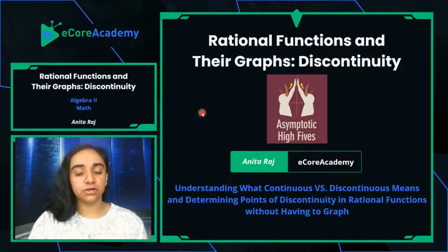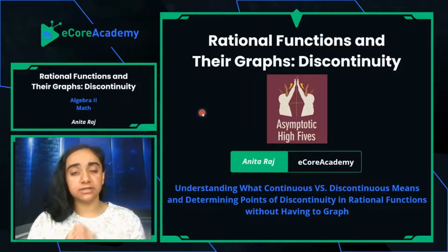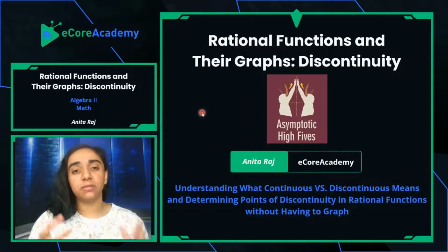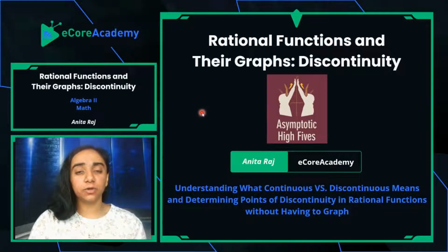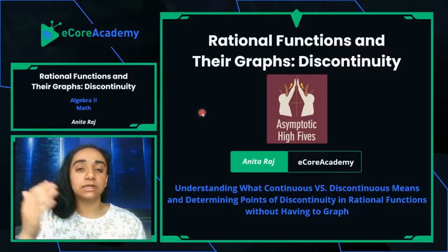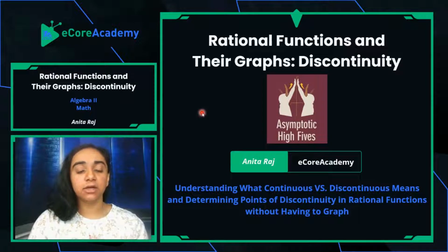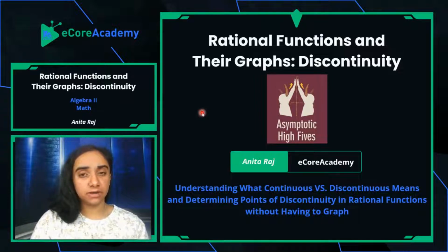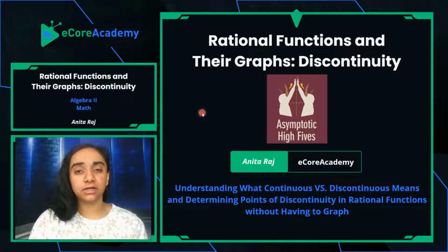So today what we're going to focus on is understanding what the words continuous and discontinuous mean. We're going to define both of them, and then by defining them, you'll be able to tell what the differences are and what category rational functions fall into, because they can fall into either one depending on the rational function you're looking at. We're also going to practice determining where discontinuities are if the rational function has them, just by looking at the equation of the rational function. We're not even going to need a graph for this, so that's why I said without having to graph. Without even having to graph, just by looking at a rational function, we're going to learn how to identify where the points of discontinuity are. So that's the purpose of today's lesson.